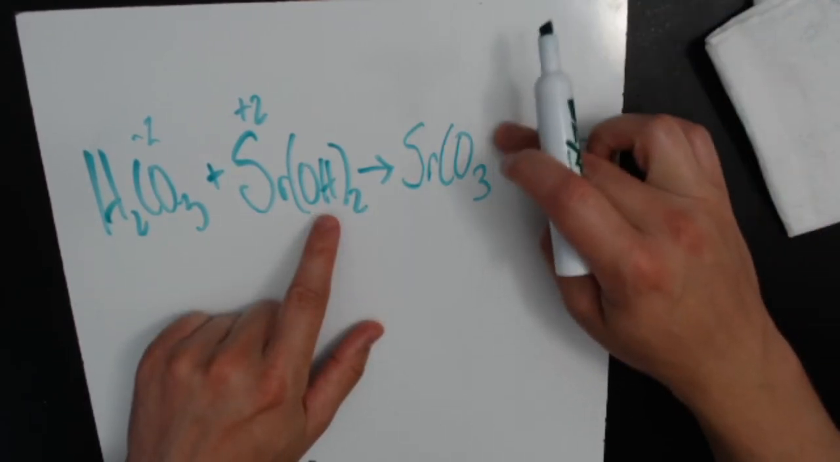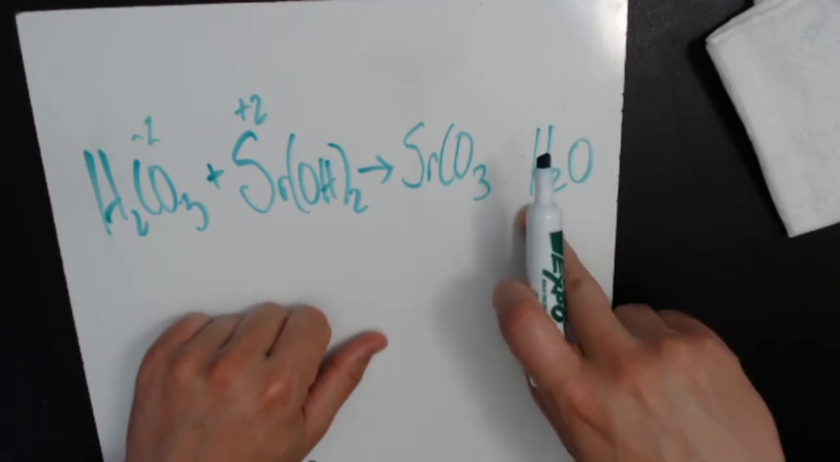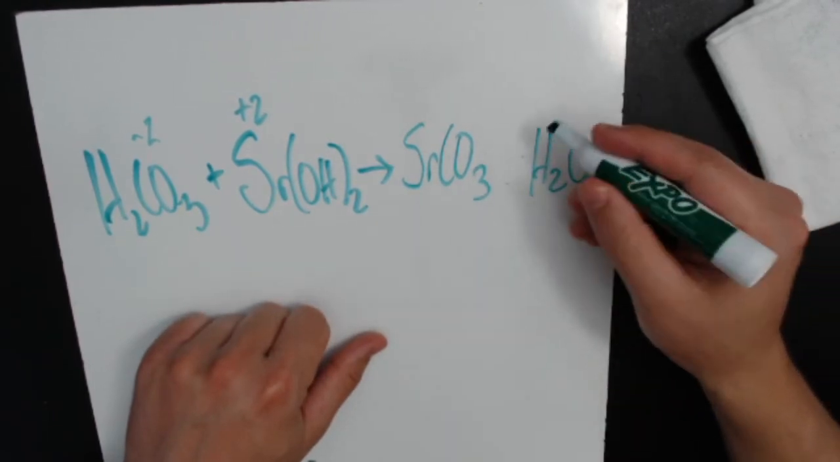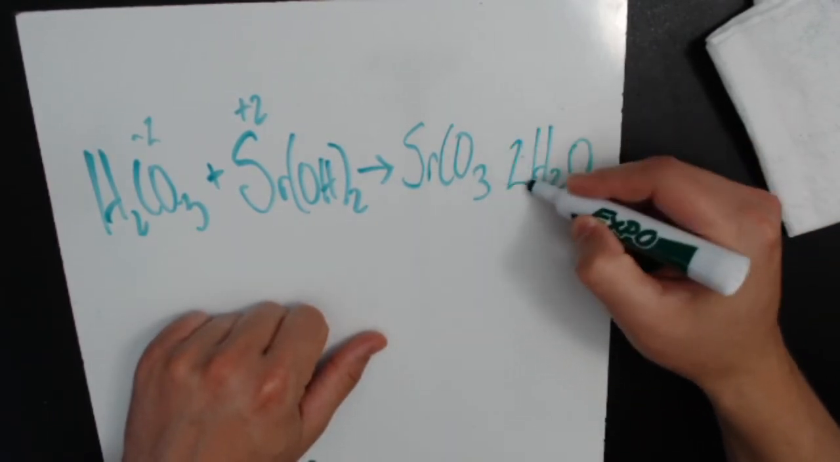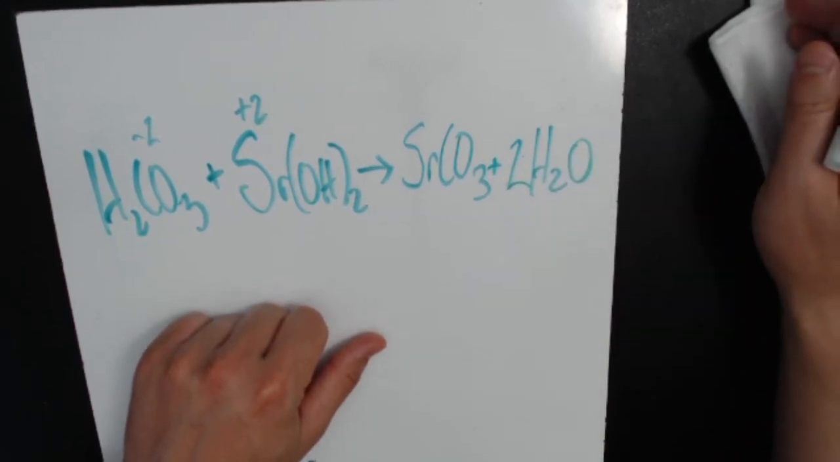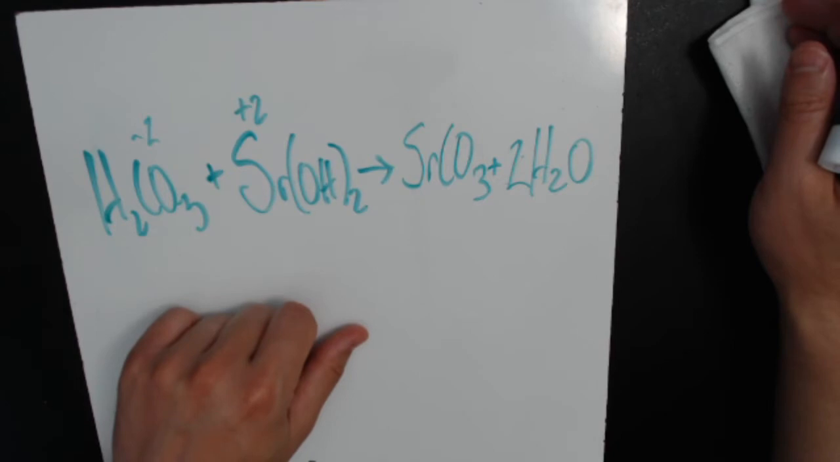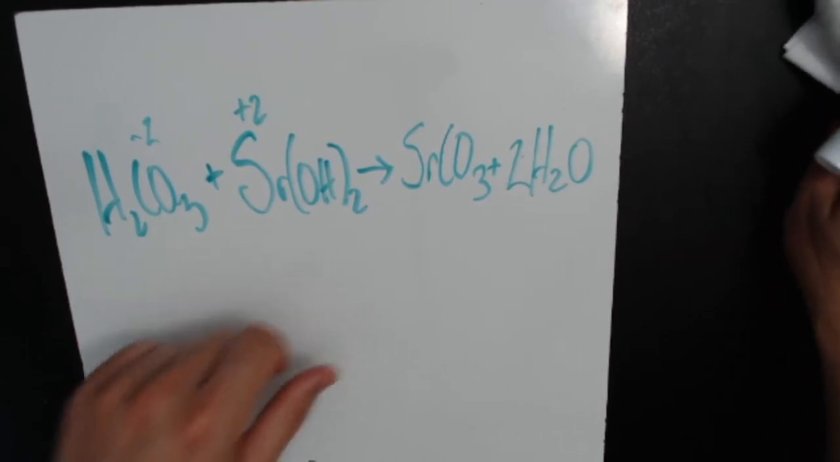Well, if I need 4 hydrogens and 2 oxygens, what needs to go in front of the water over here? Simply put a 2. Probably should write a little bit smaller, give myself a little bit more room here. Now we have a balanced acid-base reaction, neutralization reaction between carbonic acid and strontium hydroxide. There you go. Alright, let's move on.